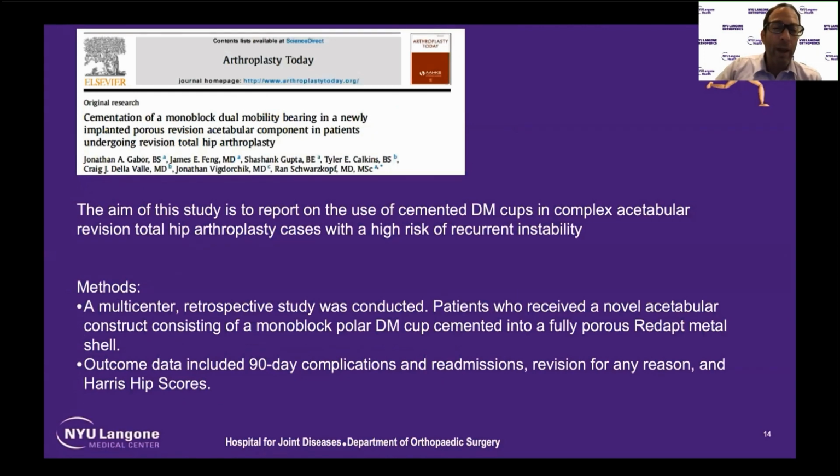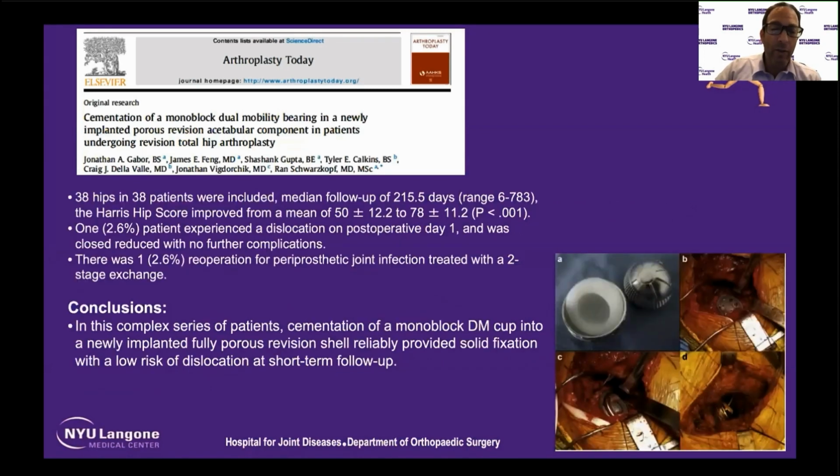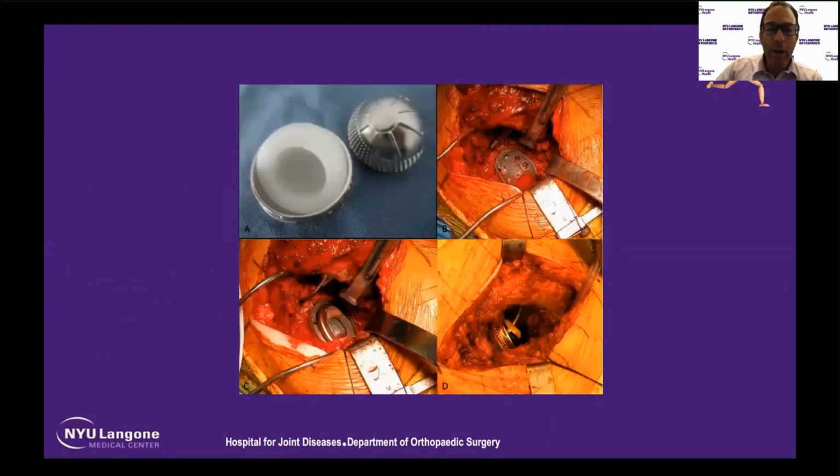Then I moved forward, and after the Redapt fully porous cup came out, I have used it in all my cases of acetabular reconstruction. So we looked at the specific combination of the polar cup into the Redapt cup, and we had 38 cases with good follow-up. You can see here in the images, and I'll show you a few pictures, the steps that we do. And again, we showed zero failures of the construct. I think we had one dislocation that happened immediately after surgery in one of the centers, and the hip was reduced, closed, and the patient did well. So this is how the construct looks and how it goes step by step.